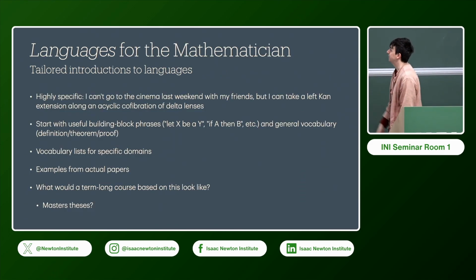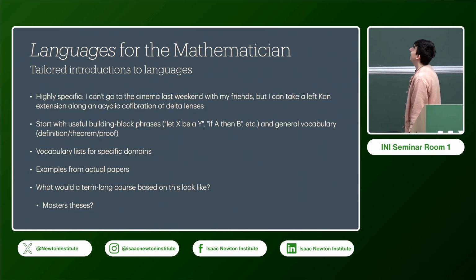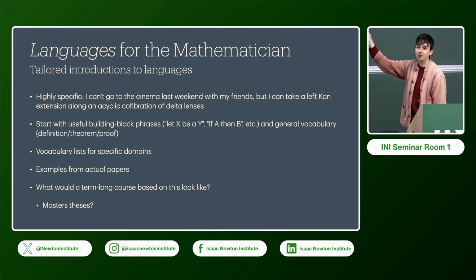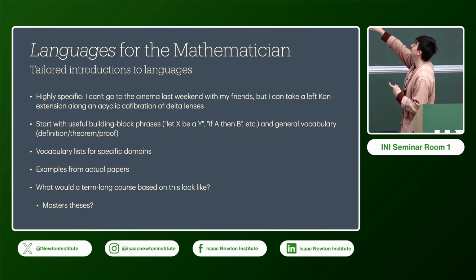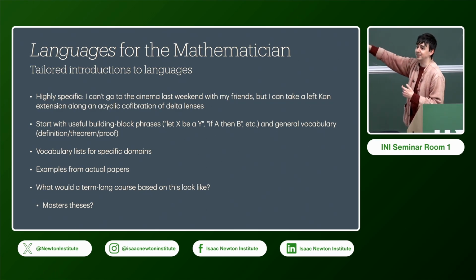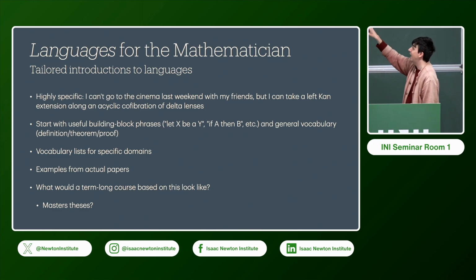I would love, as I said before, the Russian for mathematicians. It'd be great if we could have more of these books for other languages, because they are highly specific. When you read this, you can't say "I went to the cinema last week with my friends." That's the first thing you learn in a language course normally somewhere else. But I do want to be able to say that I can take a left Kan extension along an acyclic cofibration of delta lenses. That's a useful sentence to me. I don't want to go to the cinema last weekend with my friends in my maths papers. I want to do the other thing.